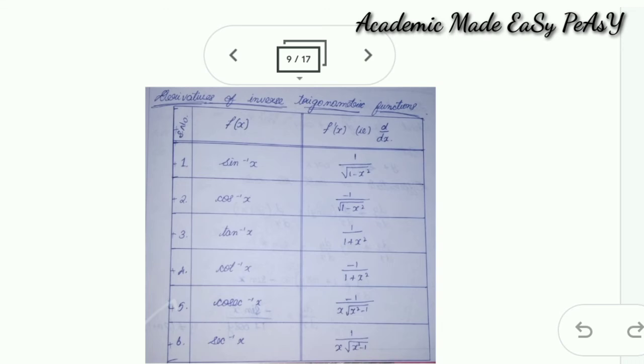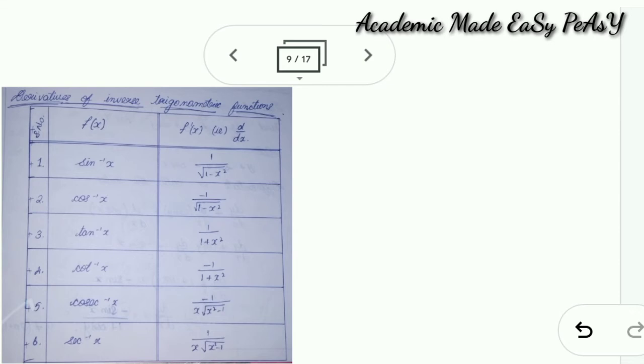So, derivatives of inverse trigonometric functions. Here this one is very easy. You can just look into this. The derivative of sine inverse x is equal to 1 by root of 1 minus x square.